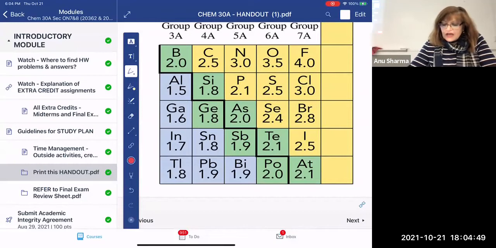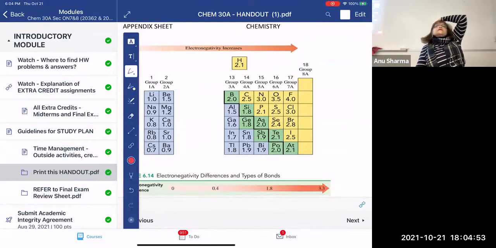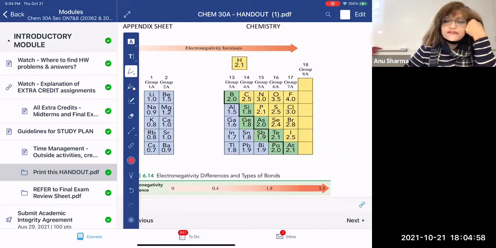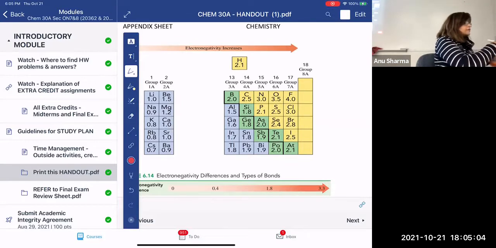Values, so which one is the highest electronegativity? Which one? Fluorine, very good. So fluorine has the highest, and which one has the lowest? Lowest. Look carefully. Cesium, very good.